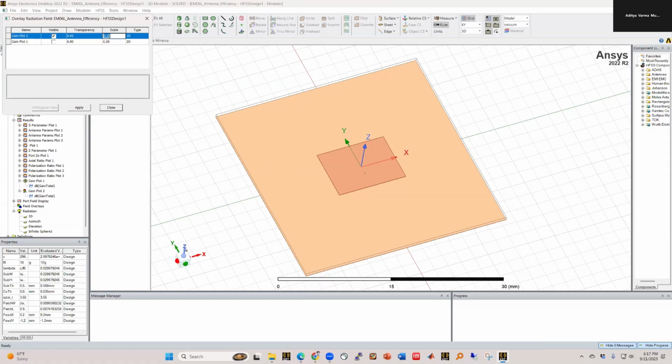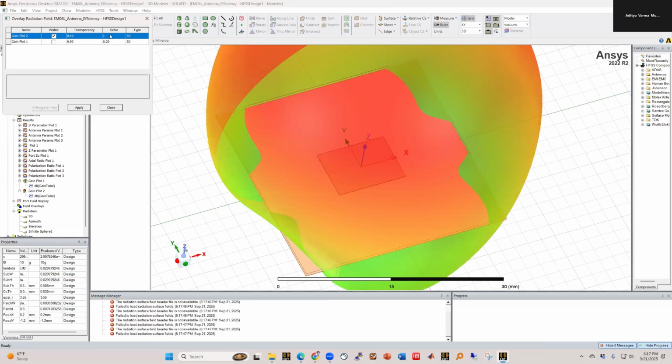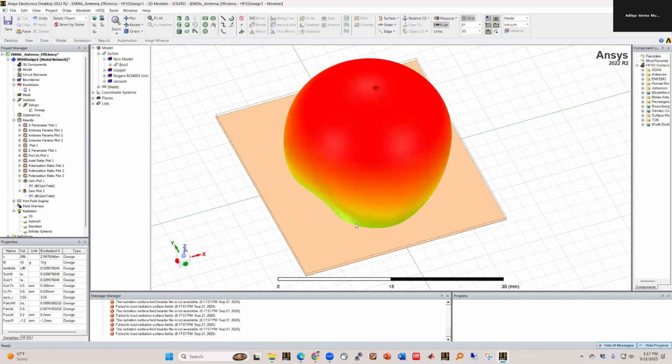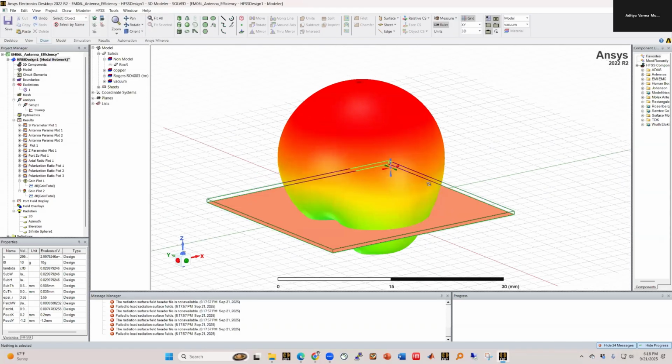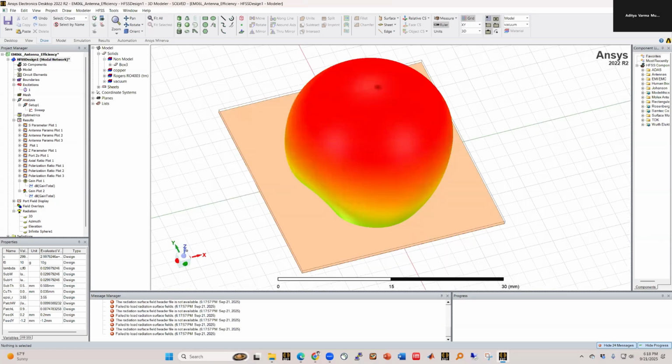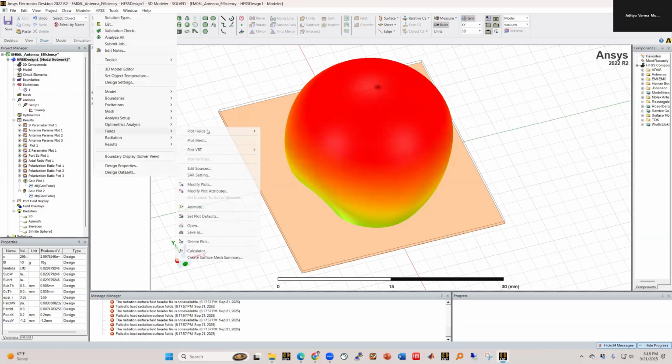And then we can scale this to 1. Apply, maybe that's too big. And I don't want to make it transparent. So we'll say transparency 0. Okay, so there we go. Right, so that's showing us exactly that in the E-plane, maybe I can add some transparency.